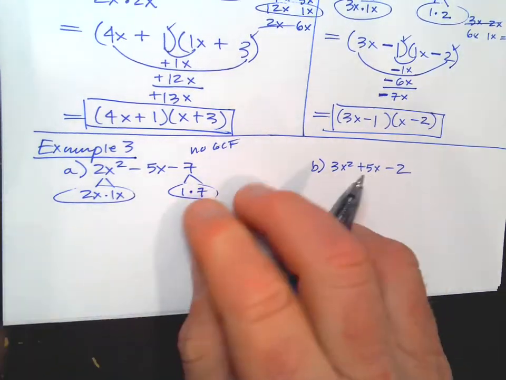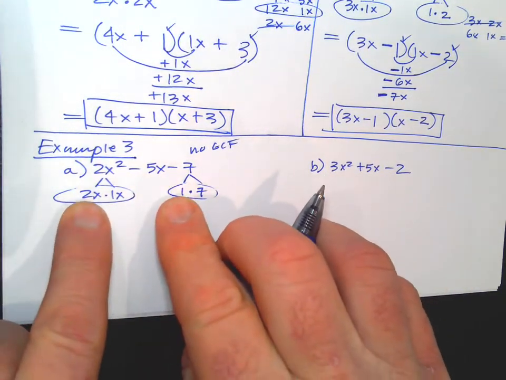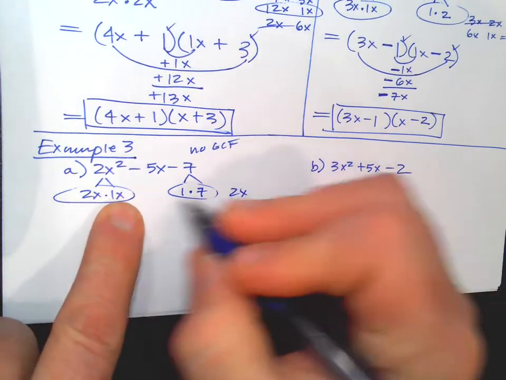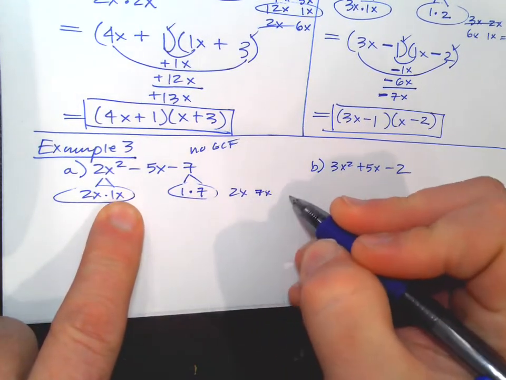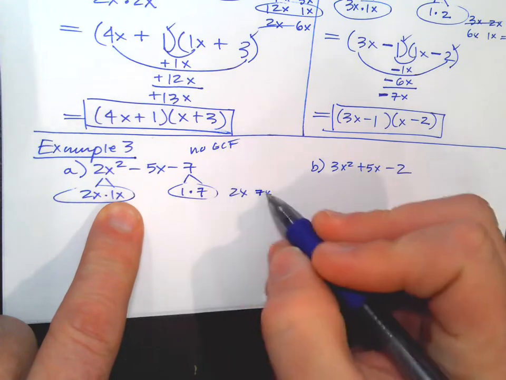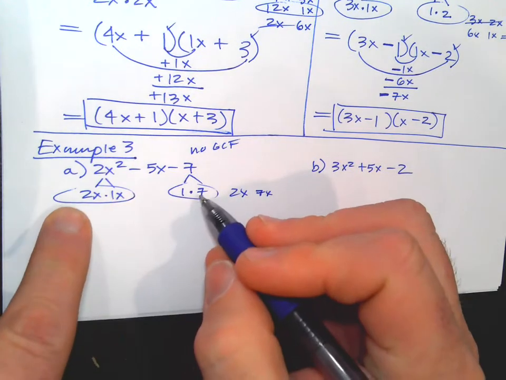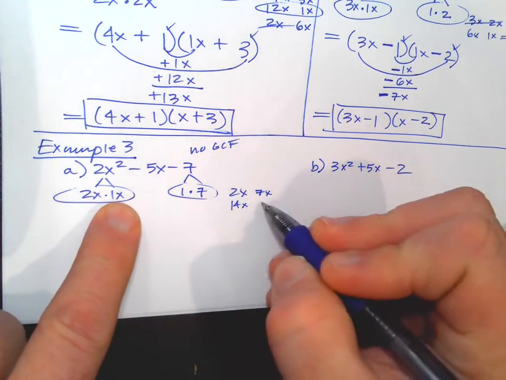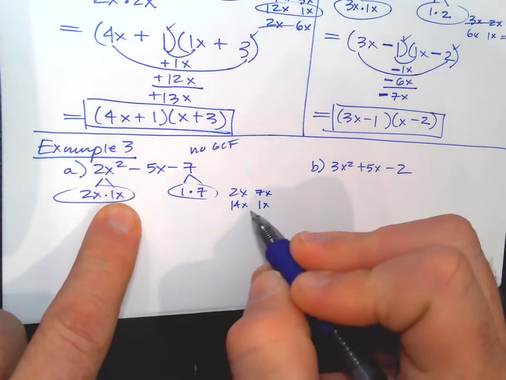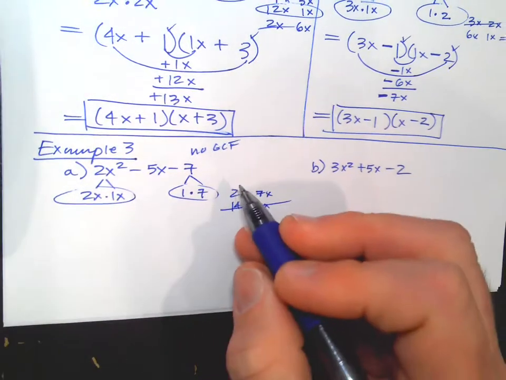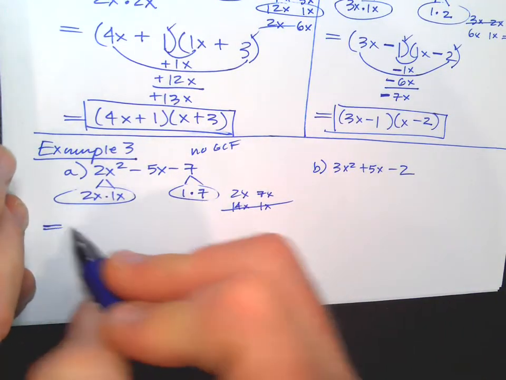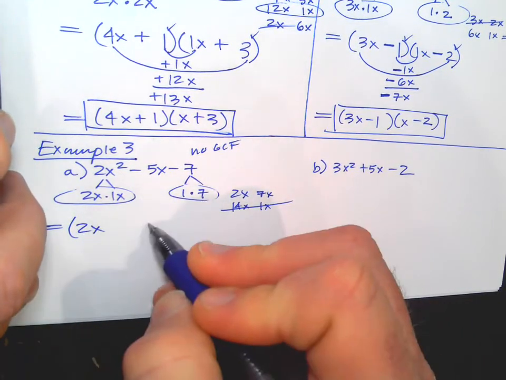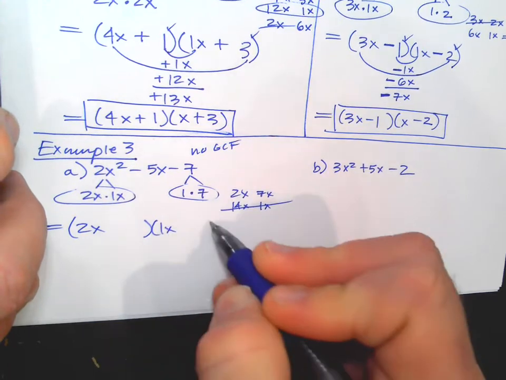Well, let's see if we can get that 5x. So if I do the 2x and the 1x, I get 2x, and the 1x and 7x, I get 7x. And I think I could get 5x from these if one was positive, one was negative. If we did it the other way, if we did the 2x and the 7, we get 14x, and the 1x and the 1, we get 1x. There's no way we're getting 5 from that. So the order is going to matter, but I think we see the possibility there. So we're going to write our binomials.